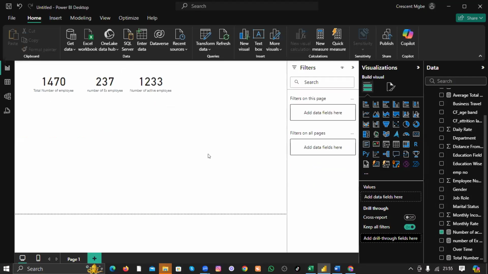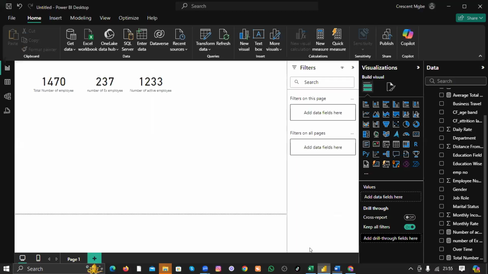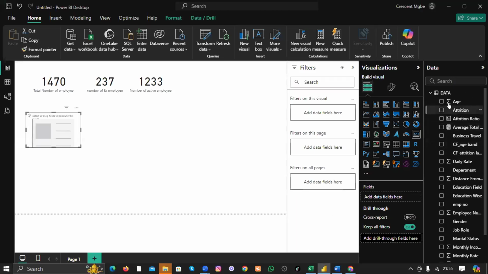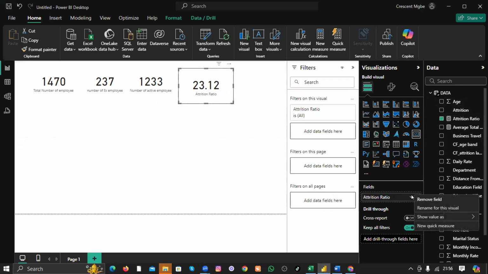Then the next one says, Mr. Ayodele, please meet yourself. Attrition ratio. Get the attrition ratio. Bring out a card and then attrition ratio. We've calculated that already, and this is fine. This is always measured in percentage, but because it's a measure, I can actually tell it.